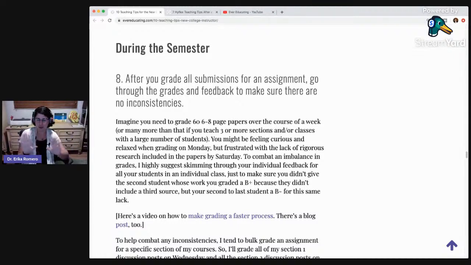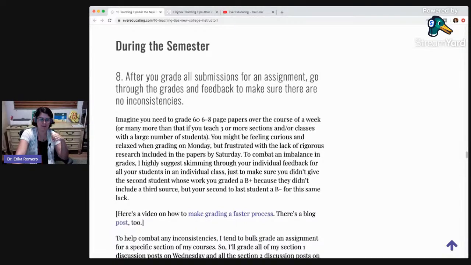So obviously your students don't see your grades until they're all graded and then you post them live. But I do think this is important if you have assignments that can be a bit subjective depending on where you're at in your grading mindset. Something to keep in mind: grade as quickly as possible, but also make sure you're staying consistent when you're giving your grades.